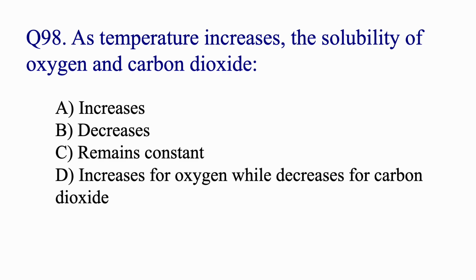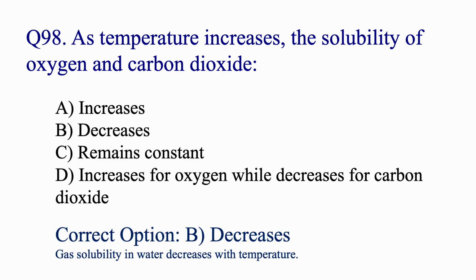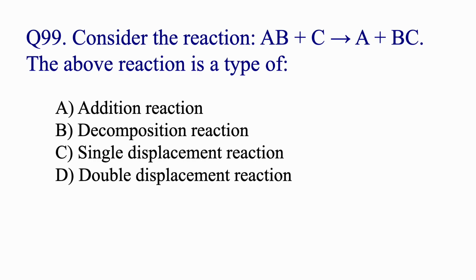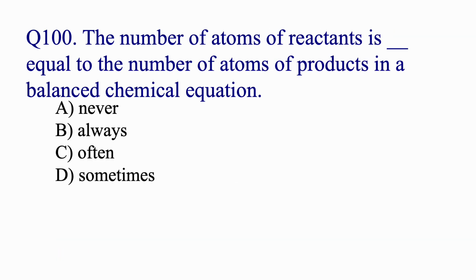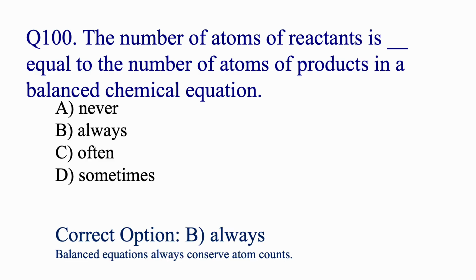As temperature increases, the solubility of oxygen and carbon dioxide decreases. Consider the reaction. AB plus C when reacts, it gives A plus BC. The above reaction is a type of single displacement reaction. The number of atoms of reactants is dash equal to the number of atoms of products in a balanced chemical reaction. Always.